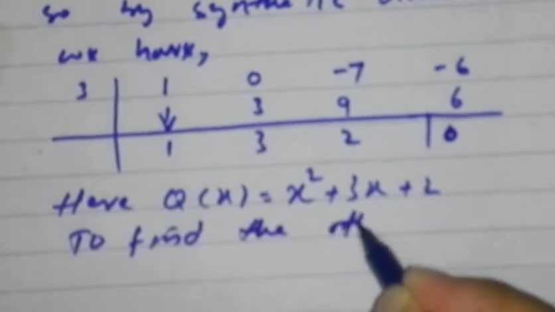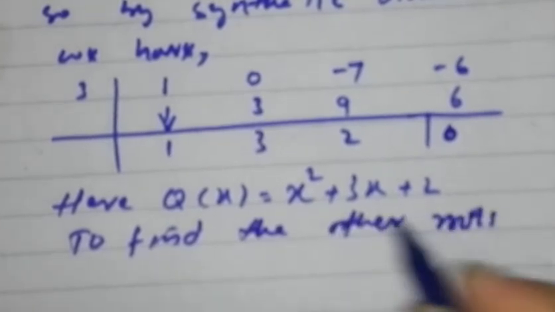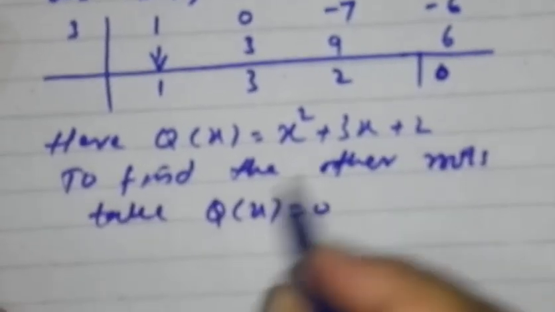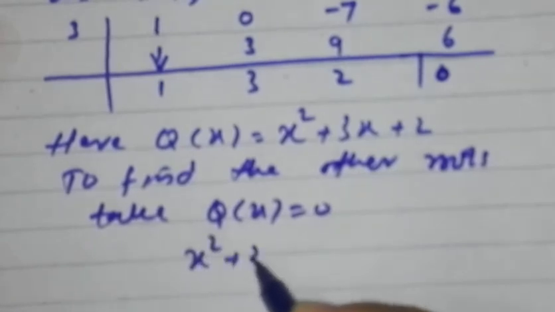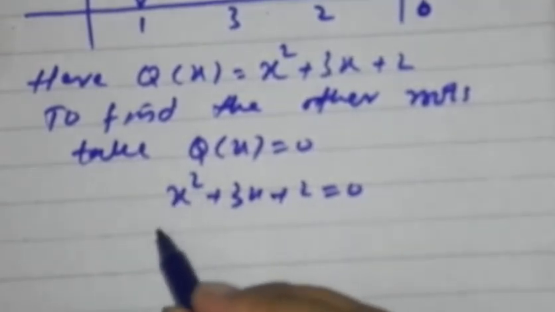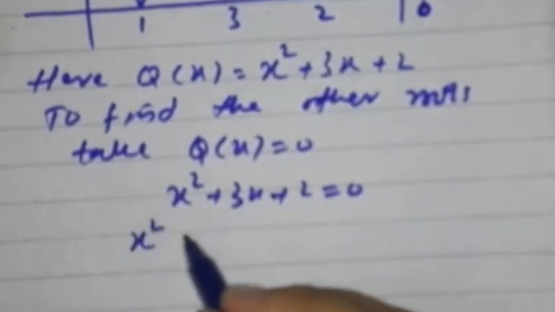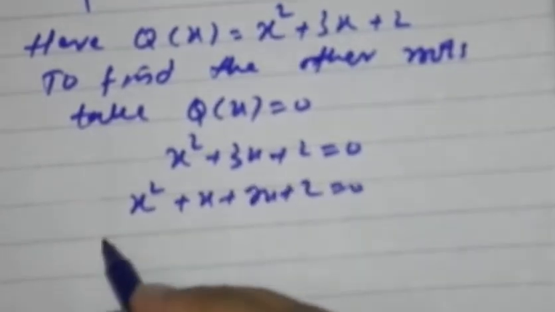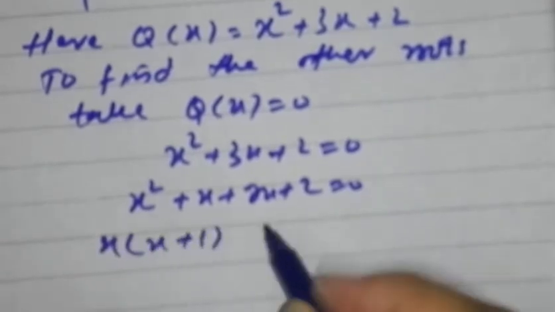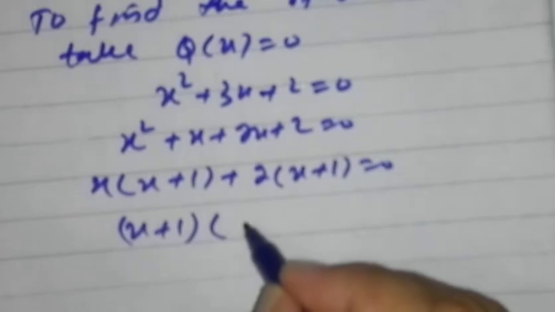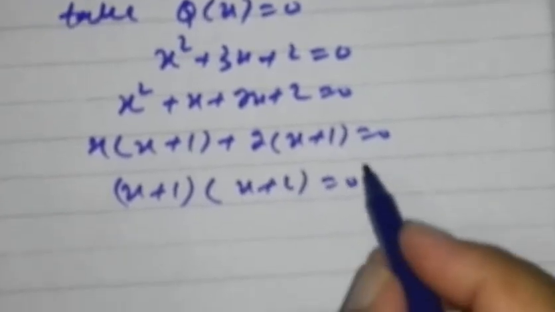To find the other roots, take q of x equals to 0, x square plus 3x plus 2 equals to 0. Now we will factorize it. We can write it as x square plus x plus 2x plus 2 equals to 0. Take x common, here we get x plus 1, and 2 common, here we get x plus 1 equals to 0. X plus 1 common, we get x plus 2 equal to 0.